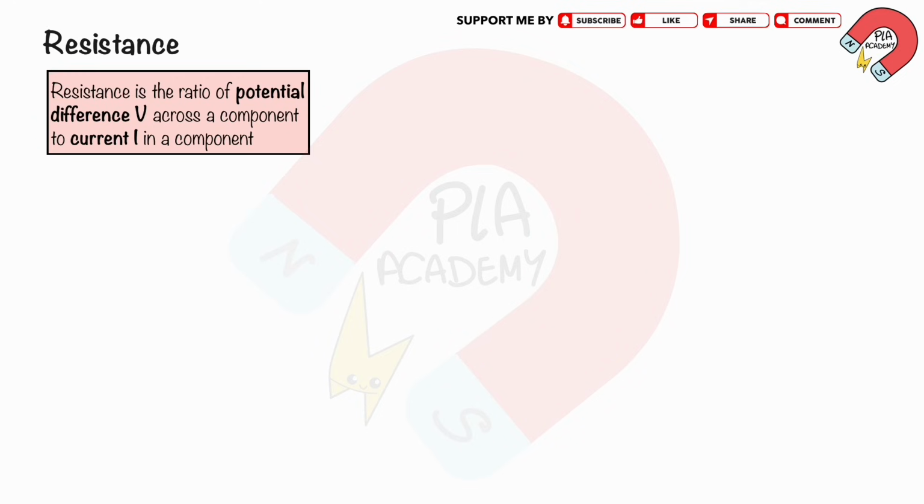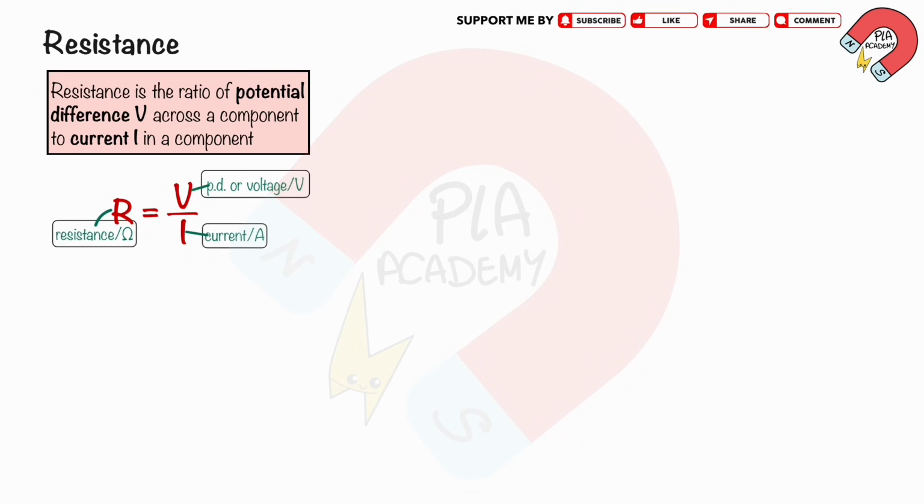Resistance is the ratio of potential difference V across a component to current I in a component. We can write the formula of the resistance as R equals V divided by I, where R is the resistance in ohm, V is the PD, or voltage across the component in volts, and I is the current in ampere. 1 ohm is equivalent to 1 volt per ampere.